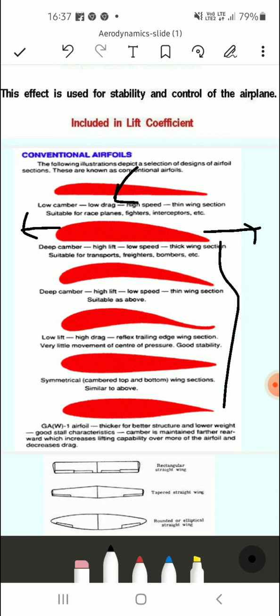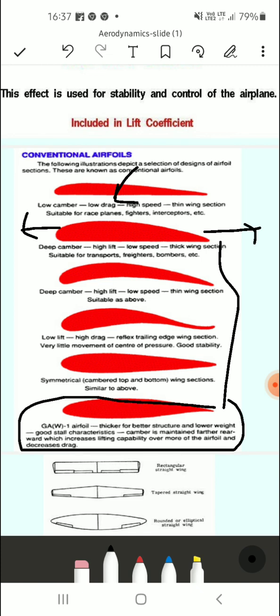Here you can see various forces working on it. You may refer to this, and here is the main thing written. This is the GAW1 airfoil. It is thicker for a better structure. See, these are the better structure airfoils which you may use in making RC planes or better craft, maintaining the further rearward, which may increase the lifting capacity for the airplane to fly.